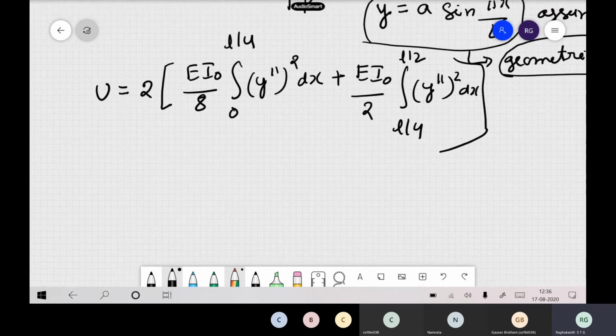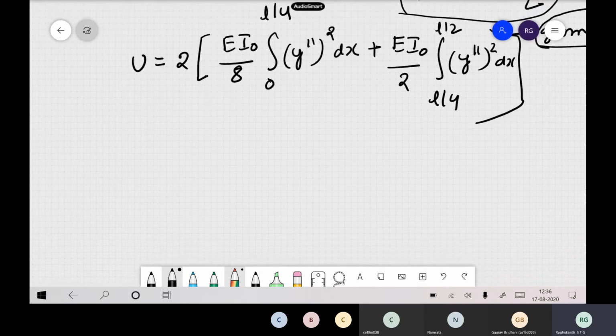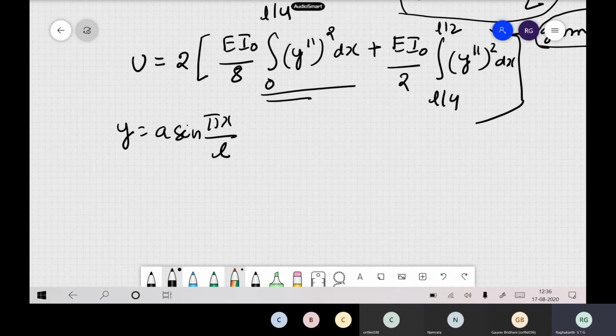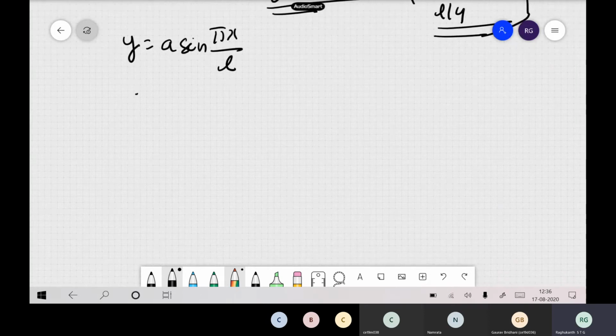Now you have to calculate. We have assumed that y is a sine pi x by L, so we have already assumed y double dash. The y we have assumed has to be a sine pi x by L. Now you substitute here, and this integral has to be calculated. I will write it for one, others you can calculate.